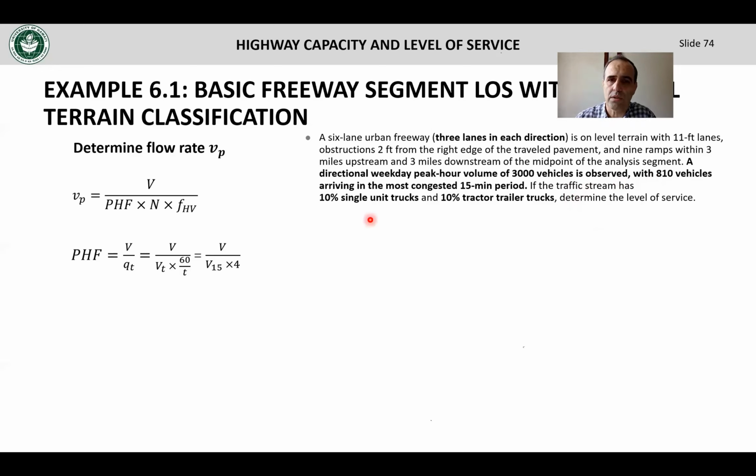And also, we're told that in our traffic stream, we have 10% single unit trucks and 10% tractor trailer trucks. So that means of all the vehicles I have in my traffic stream, 20% of them were trucks. Okay? And with that, we need to determine the level of service.